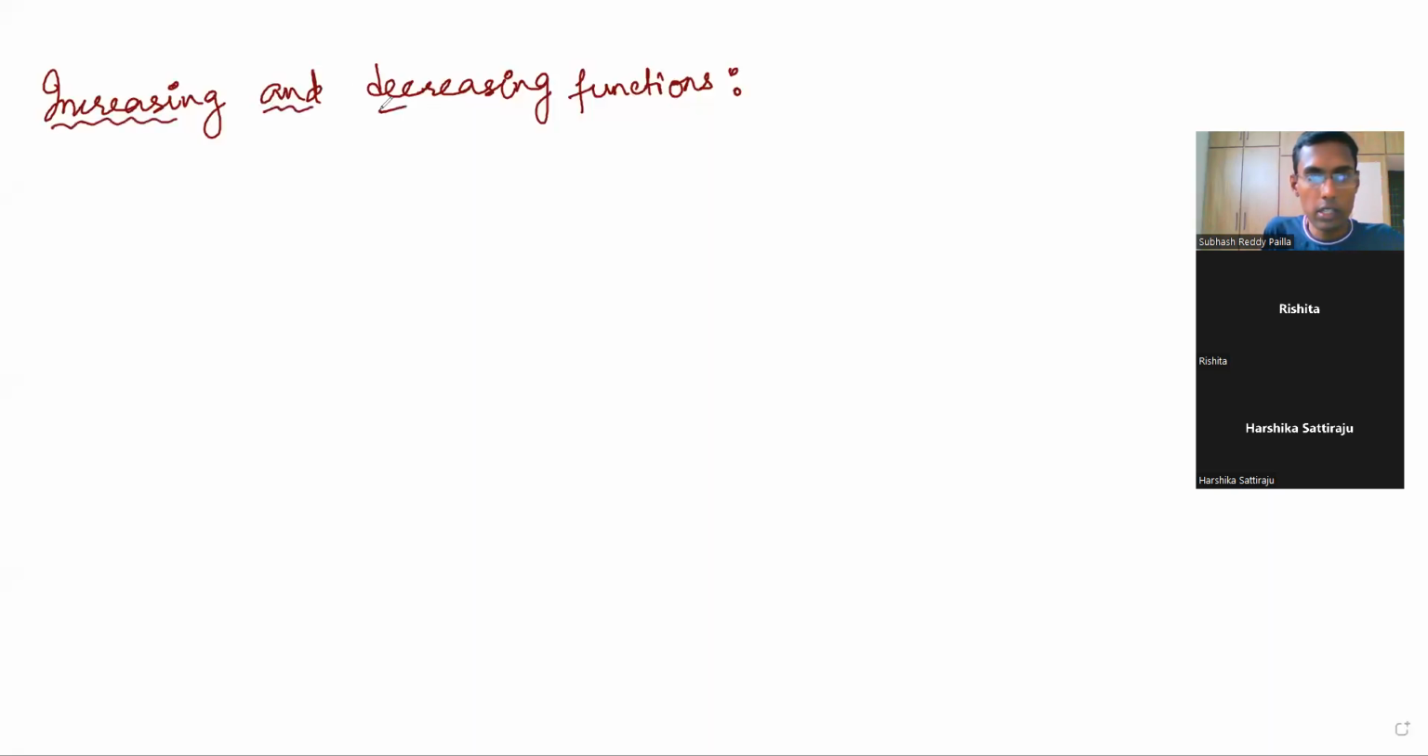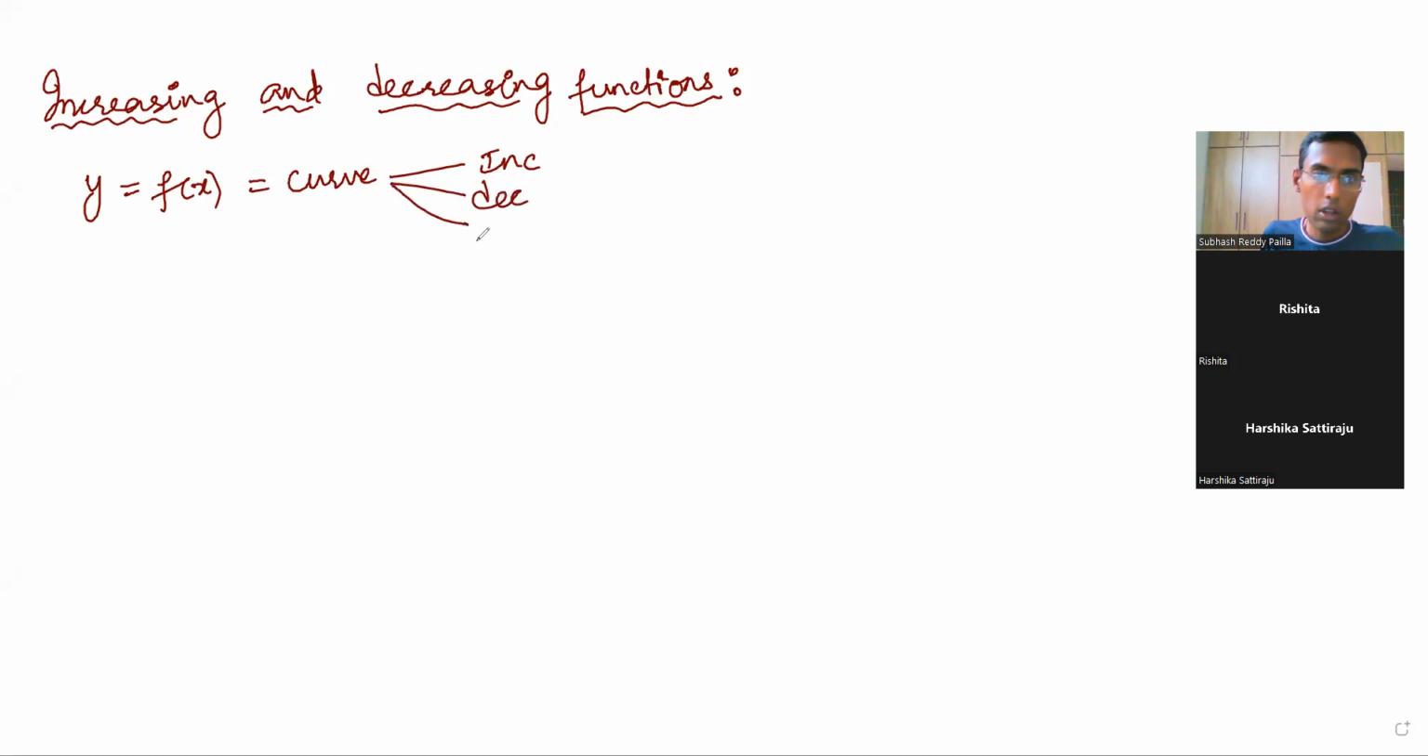First we will see what increasing and decreasing functions are. Take any function y equal to f of x, any curve. If you draw the curve, it must be either increasing, decreasing, constant, or neither increasing nor decreasing. So how do we check whether it is increasing or decreasing?